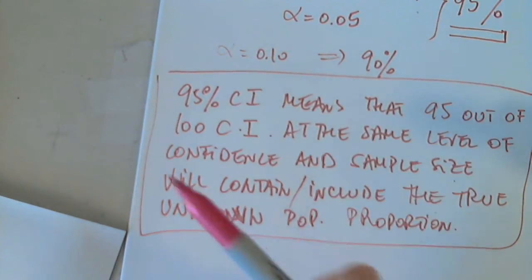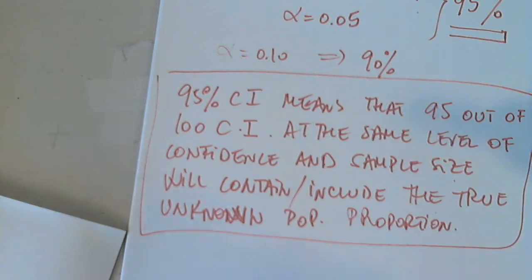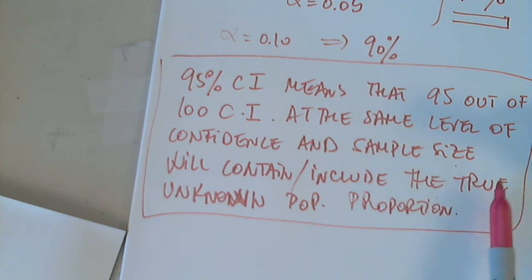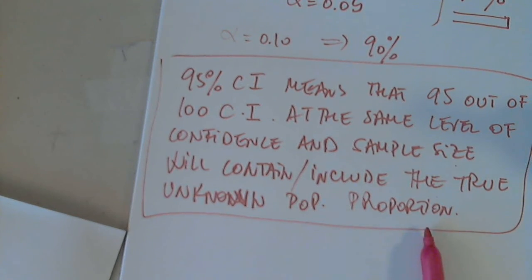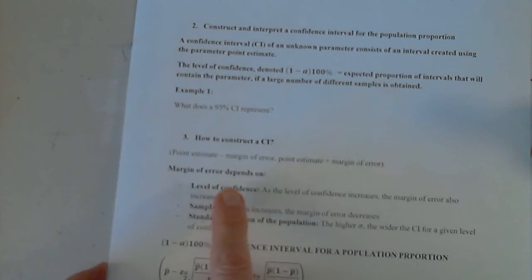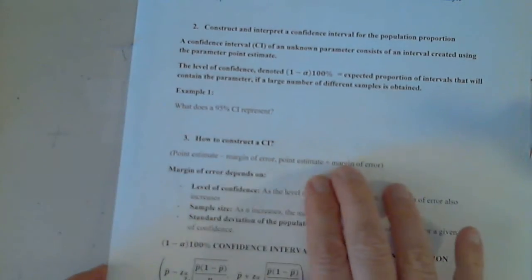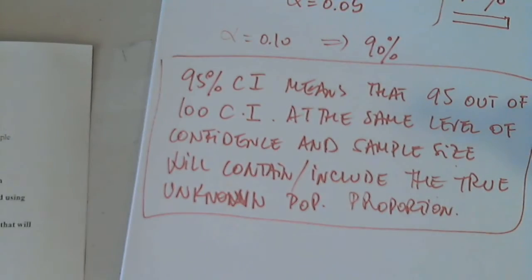What about a 90% confidence interval? It means that 90 out of 100 confidence intervals at the same level of confidence and sample size will include the true unknown population proportion. How do we determine this? So how to construct a confidence interval. That's the first thing, and then I'll go through the steps.